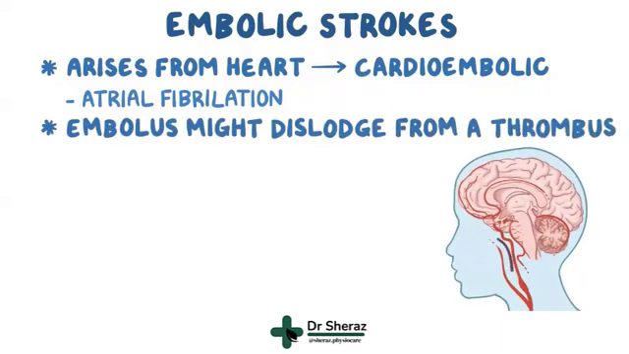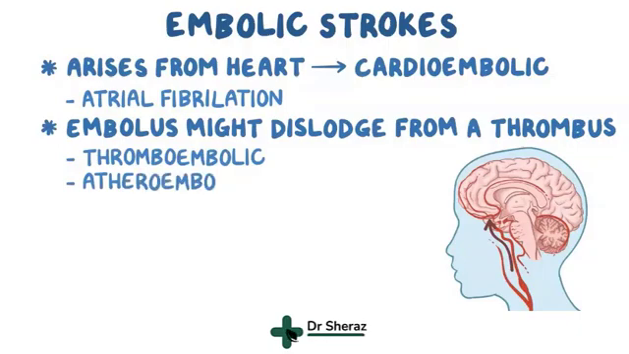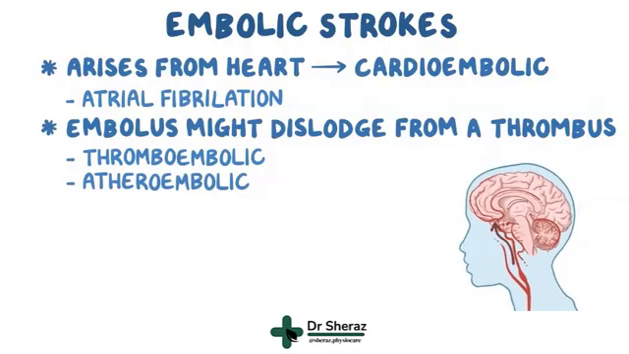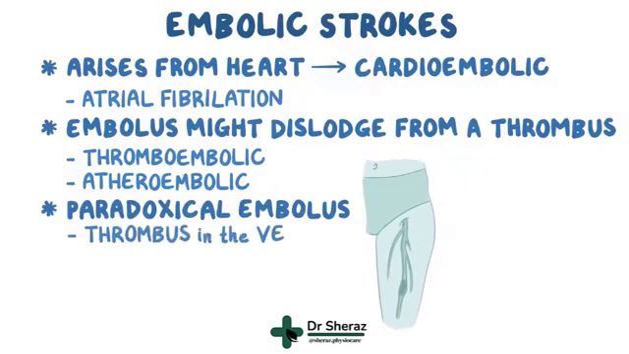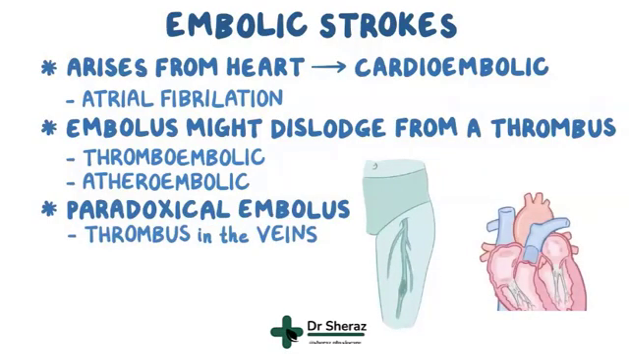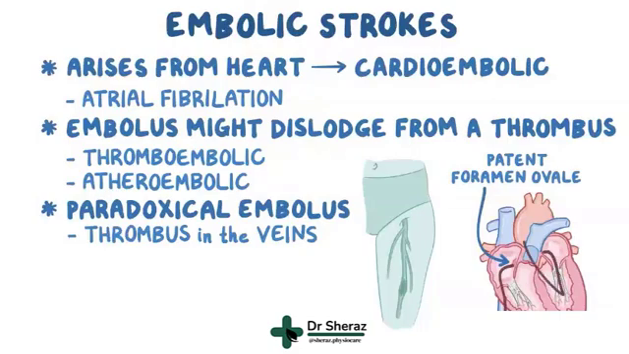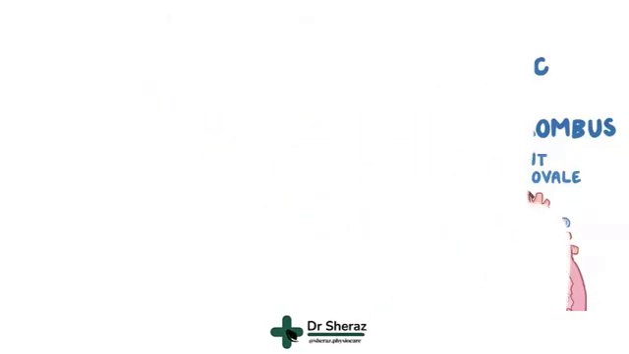Alternatively, an embolus might dislodge from a thrombus or atherosclerotic plaque in the carotid artery, and that results in a thromboembolic or atheroembolic stroke. More rarely, there might be a paradoxical embolus which dislodges from a thrombus in the veins, like a deep vein thrombosis, and then slips through an atrial septal defect or patent foramen ovale. It enters the left atrium, and from there it can head off to the blood vessels supplying the brain.